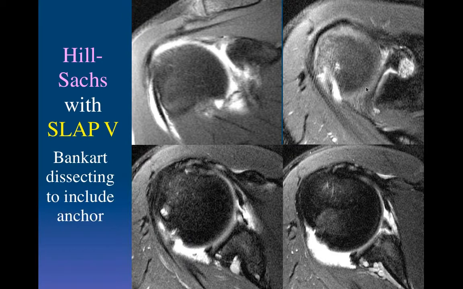And then here again, we can see the superior tear extending down anteriorly to involve the anterior labrum. Again, I would just describe the extent of the tear and call it a tear in the report. And here we can see a nice old Hill-Sachs impaction injury. So this patient really had an anterior dislocation, and this was probably one that started out as an anterior labral tear, probably a Bankart tear, and over time it just propagated up to involve the superior labrum.